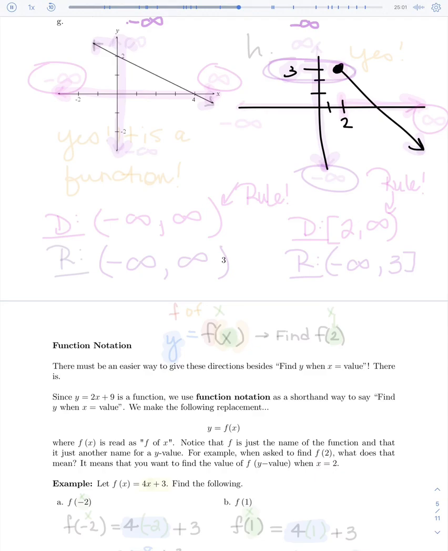Let's take a look at G. In G, notice we have a line. That's a little different because it will continue on forever. And notice it does pass the vertical line test, so yes, it is a function. The question is, what's its domain and what's its range?